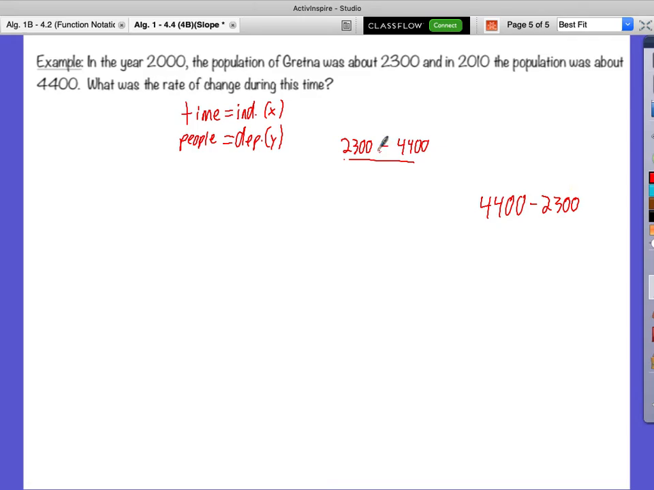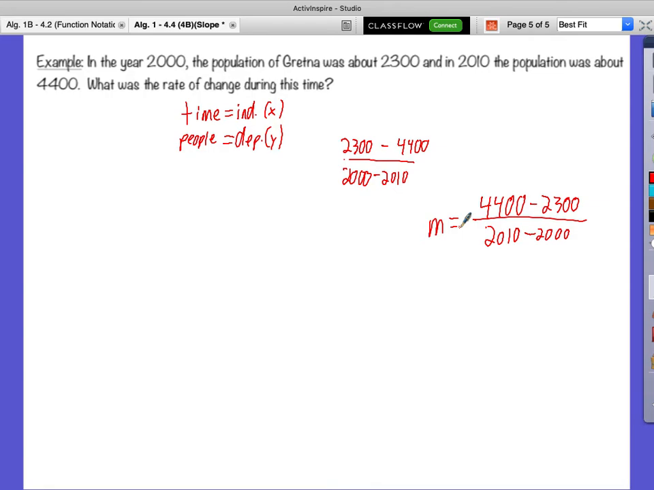So if we go back to the first one, if we do it this way, 2,300 minus 4,400, okay, the same thing as 2,300. What did I put on the bottom here? 2000 minus 2010. Now on the bottom, wouldn't we rather also have the big minus the small? So we'll switch it around over here: 2010 minus 2000. Okay? So this is going to be our m, our rate of change.